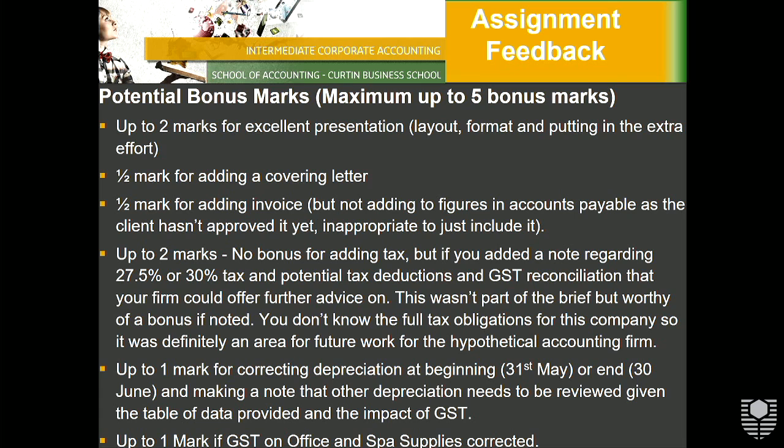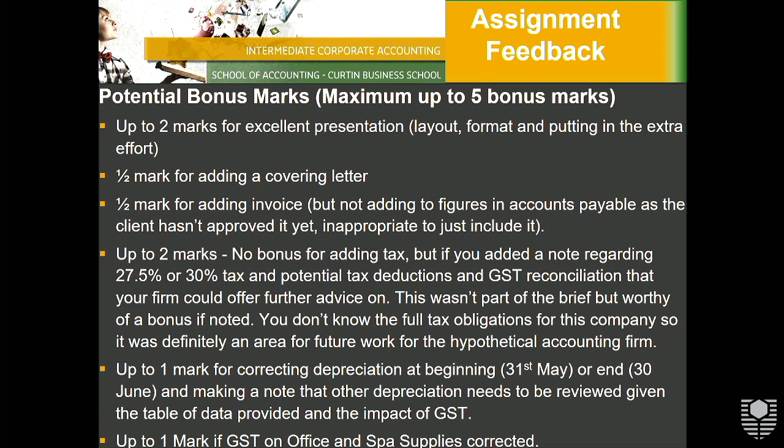But you don't really do that. It's not really appropriate because the client hasn't approved it yet. They haven't said they're going to give you the money. So if you add a covering letter and a copy of the invoice for the finished product, but it wasn't really a finished product either, was it? Because there were still items outstanding. But there was opportunity for extra work.